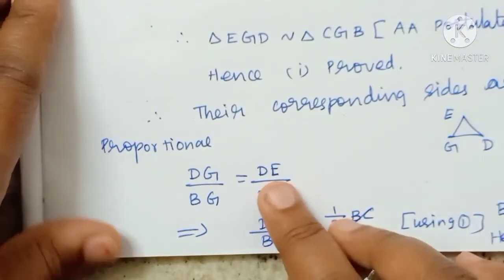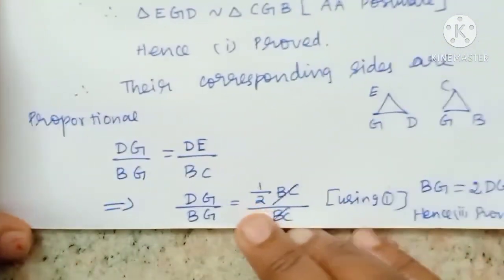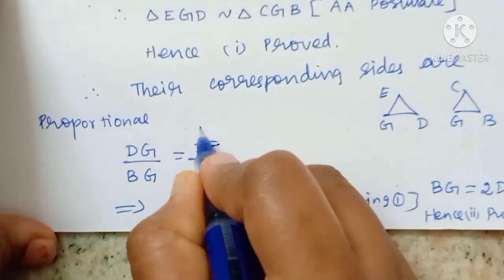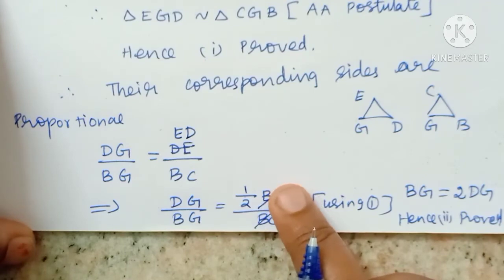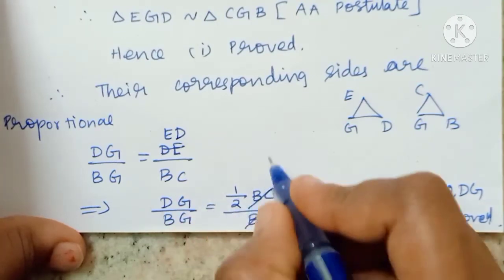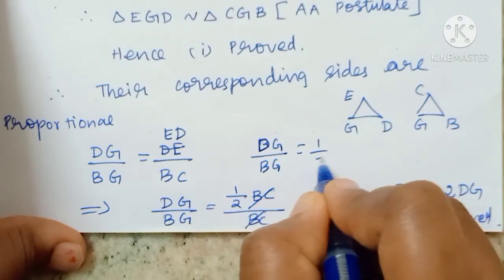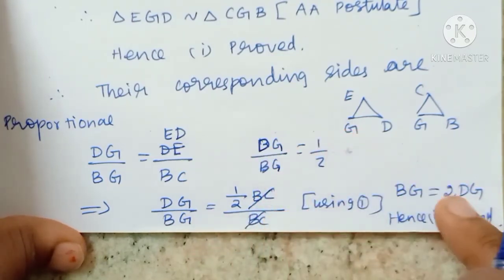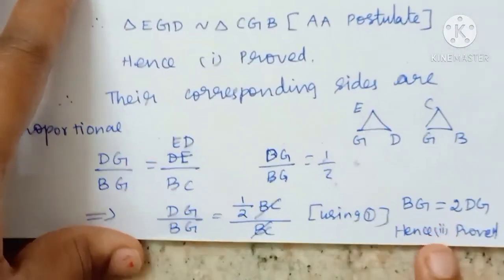DG by BG. Instead of DE we can substitute half BC. DE, or ED, we can put half BC. Okay, ED by CB, ED you can substitute half BC. So this BC and this BC get cancelled. So DG by BG is equal to half. Just cross multiplication, so BG equal to 2DG. So BG equal to 2DG we got. So the second subdivision also we proved.